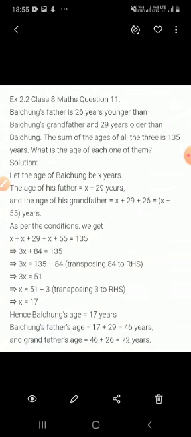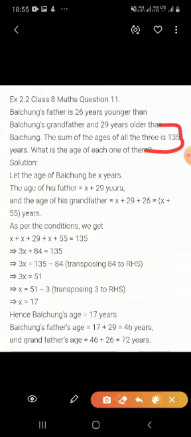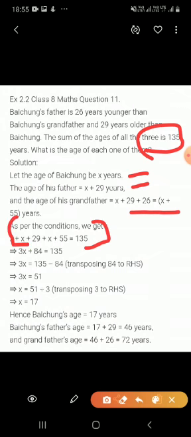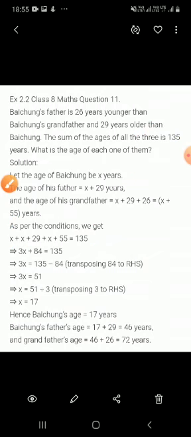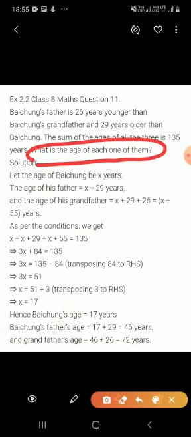Now see the third line of the question. The sum of the ages of all the three is 135. So all the three ages we will add: x plus 29 plus x plus 55 equal to what? 135. So here we have formed the equation. Now on solving this, we will try to find out the value of x. In the question they are asking the age of each of them, means Baichung's age, father's age, and grandfather's age. So x plus x plus x, that is 3x, plus 29 plus 55 will give you 84, equal to 135.